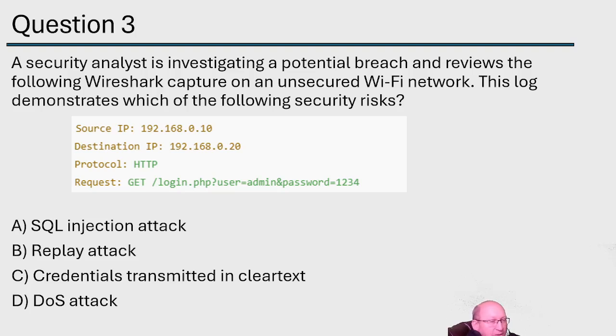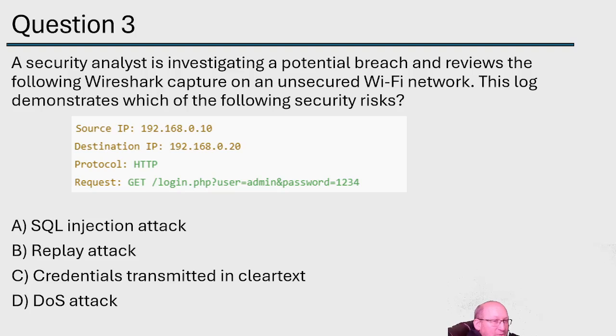Ooh. If we look at our log here, we see typical source IP, destination IP, protocol, and then we see this pesky little request of get login PHP, and we have some different information there. Is it really? I mean, based on that password equals 1234, maybe it should be weak credentials. Maybe that should be the security risk, but that is not an option. Unfortunately. If it was, that would probably be my guess. What do you think, though? Pause the video if you need more time.